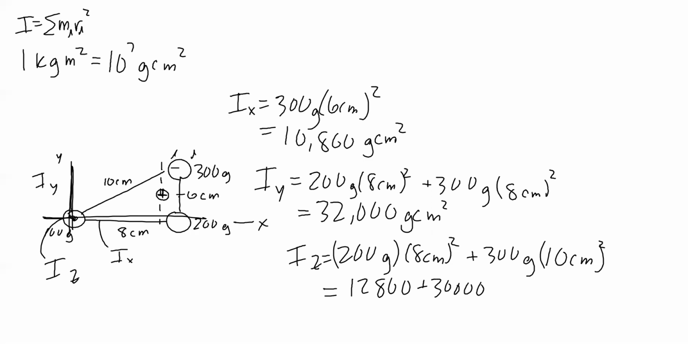I know I don't have the units right there, but this adds up to 42,800 grams square centimeters. Again, there are some quantities where the physical meaning of the units isn't too helpful, and moment of inertia is one of them.